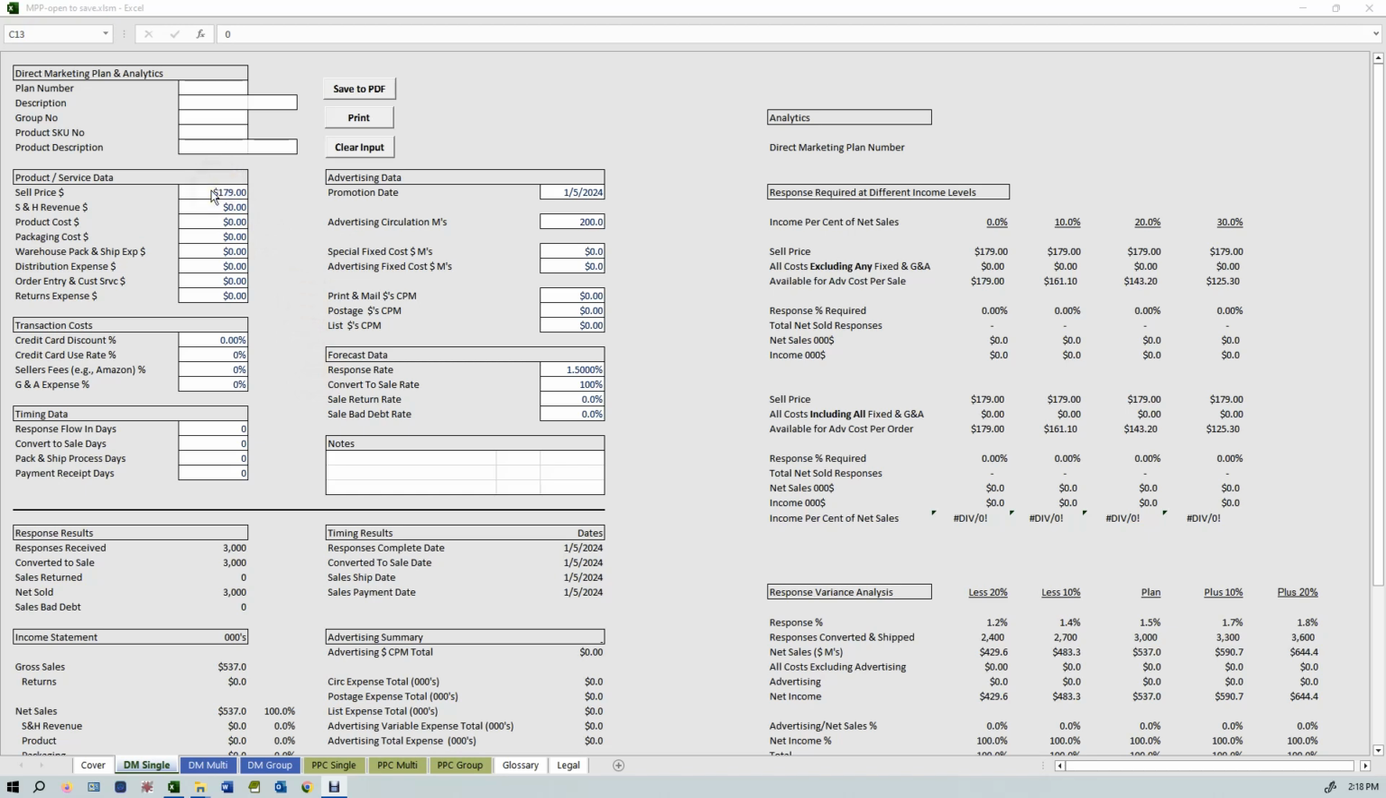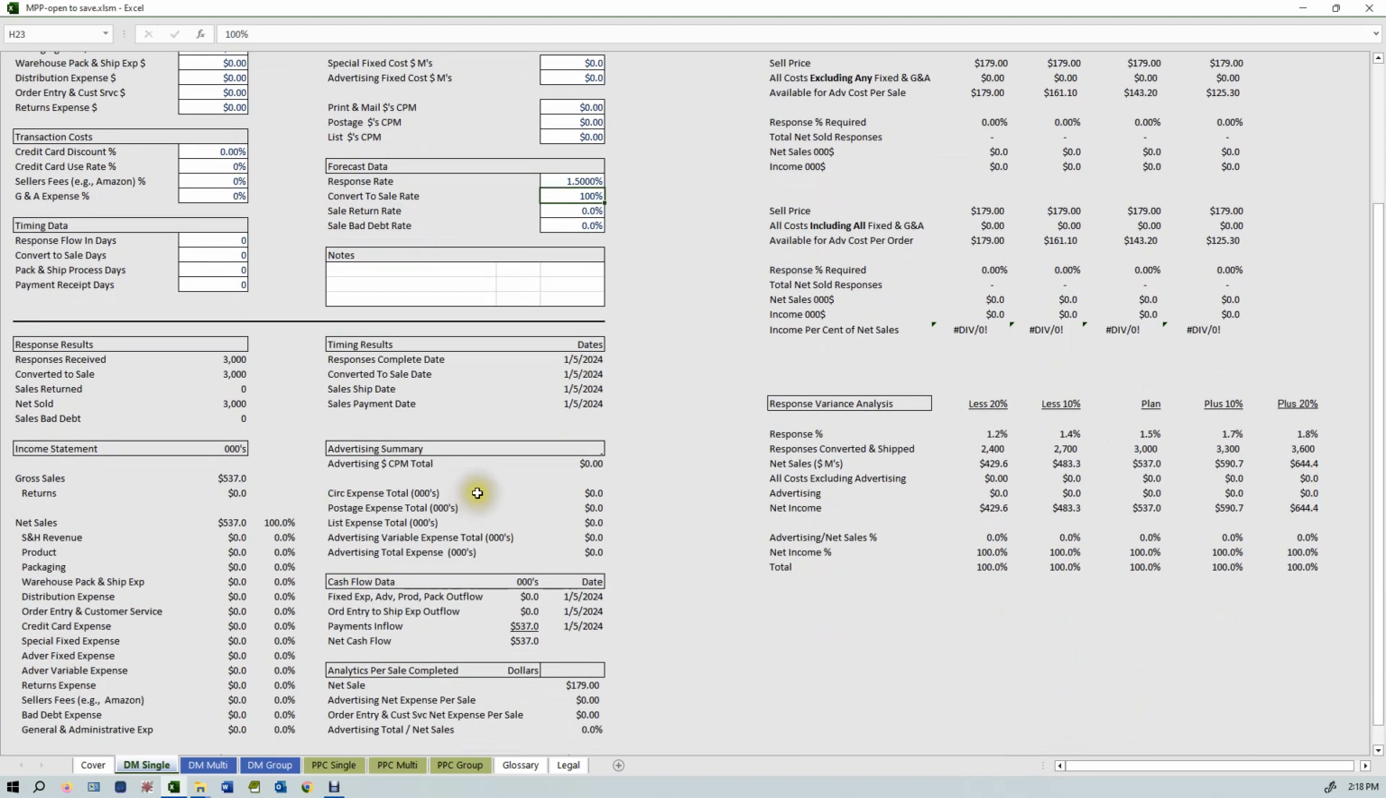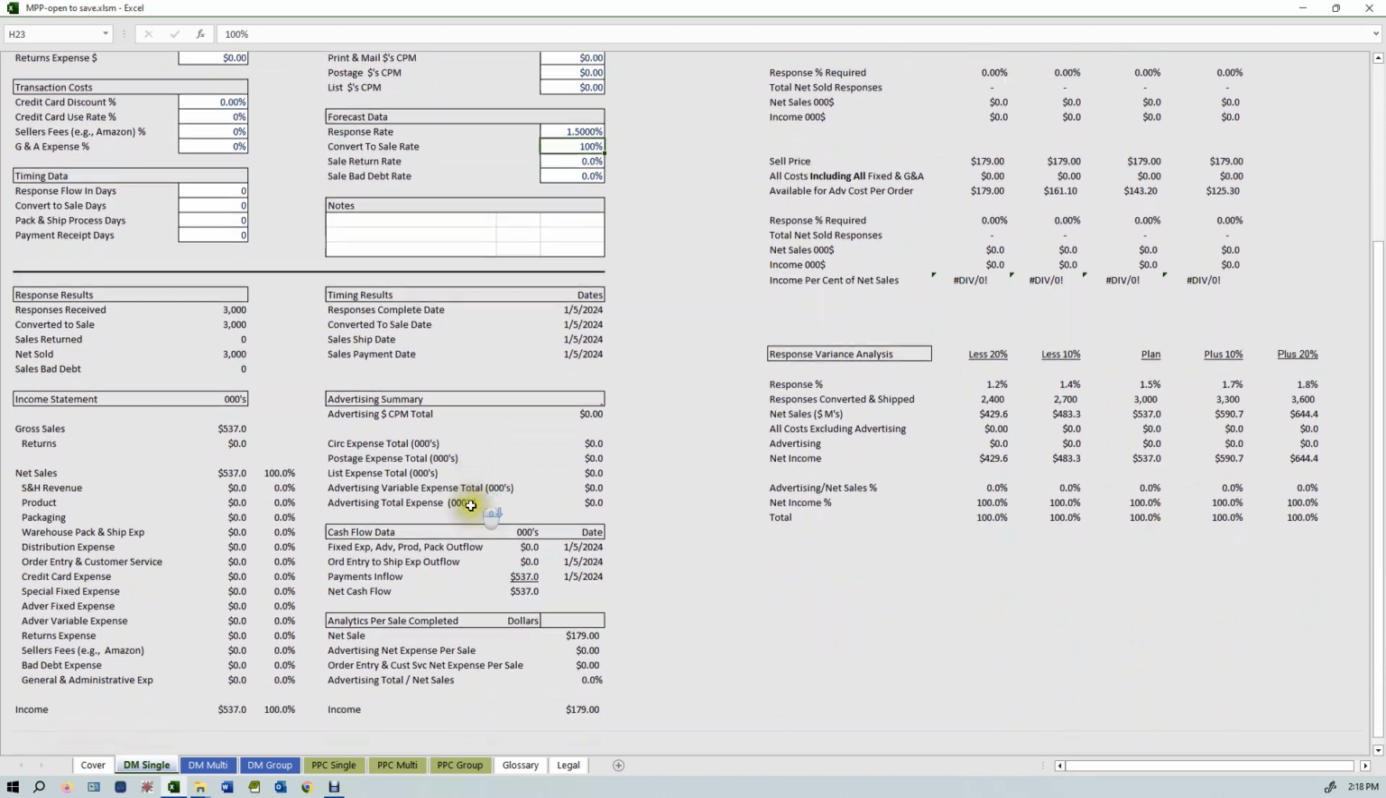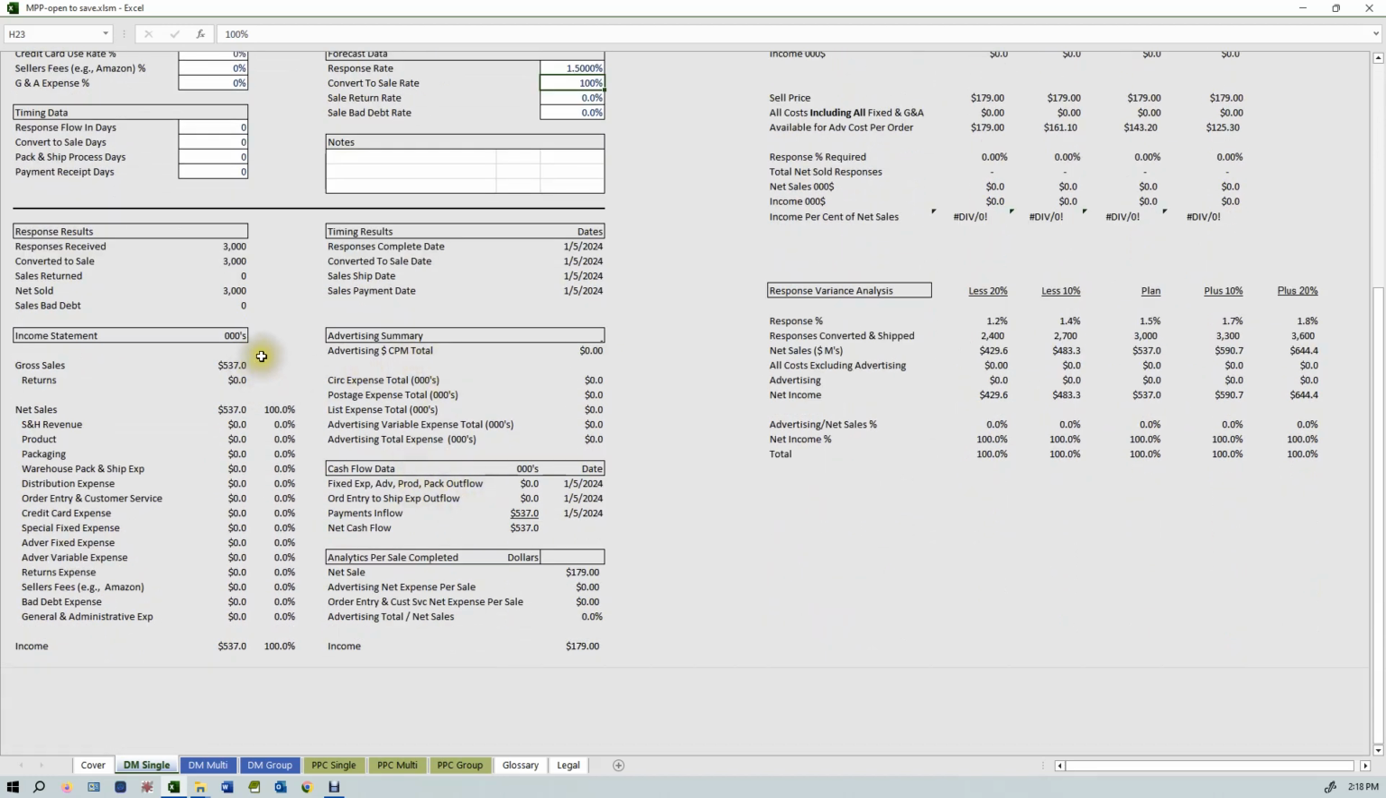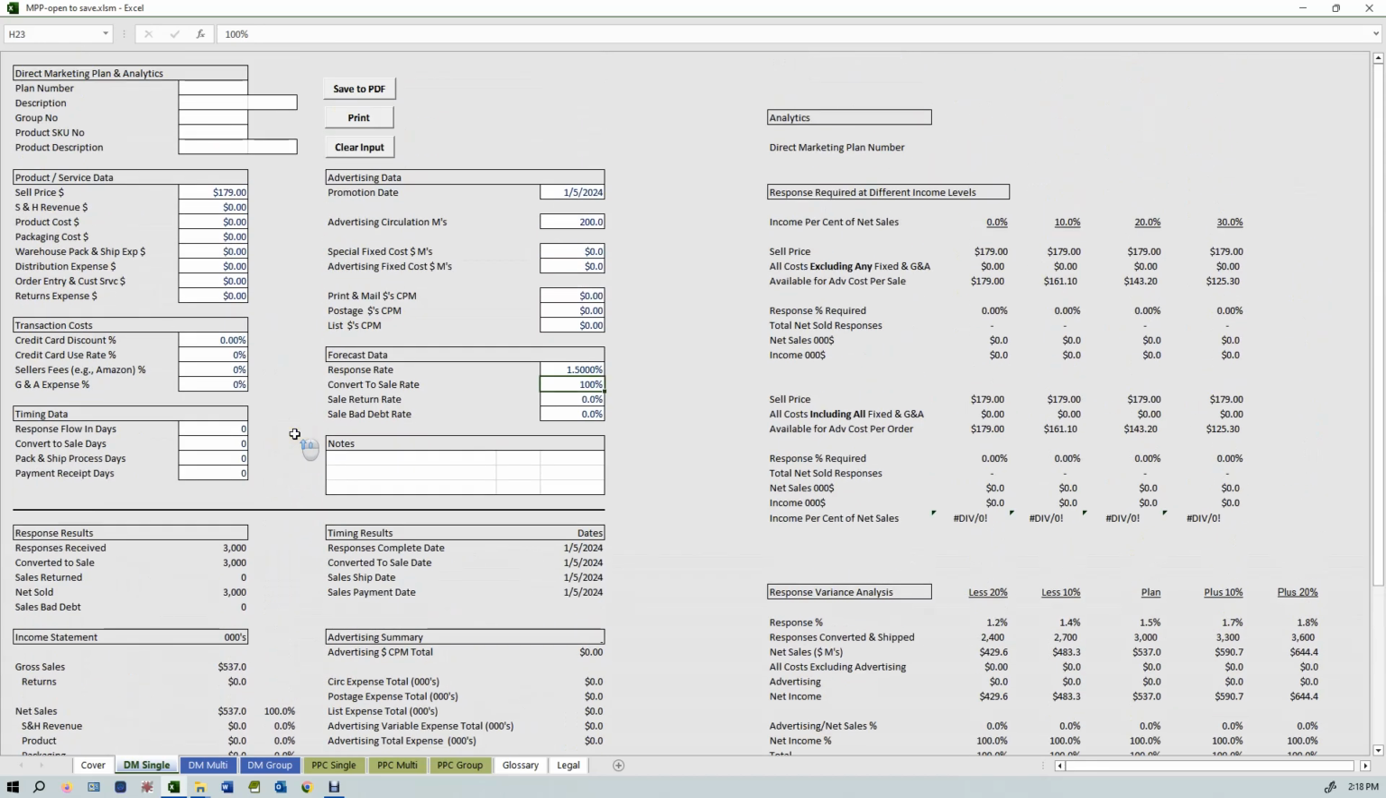I pre-filled the numbers in on a few of these key inputs. I put $179 in sell price there, 200,000 in circulation, 1.5% response, and 100% convert to sale. That's the minimum you need to get a calculation started and completed down in the income statement. But you can see this is kind of silly. It's got $537,000 in sales, no cost, so the income is the same amount.